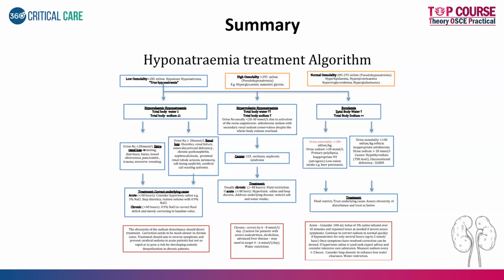If the urinary sodium in hypovolemic hyponatremia is less than 10, probably it is an extrarenal cause. The cause usually may be due to diarrhea or vomiting, that is the GI causes, or third spacing causes like in cases of burns, pancreatitis, or even in case of trauma.